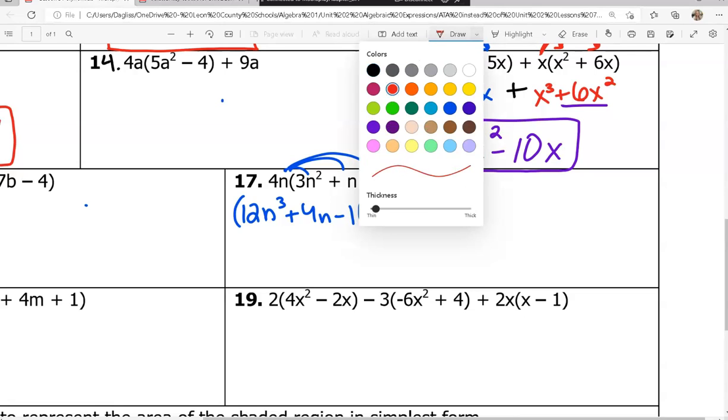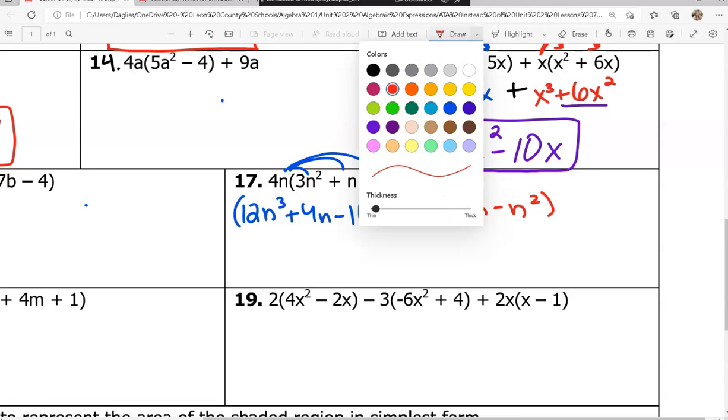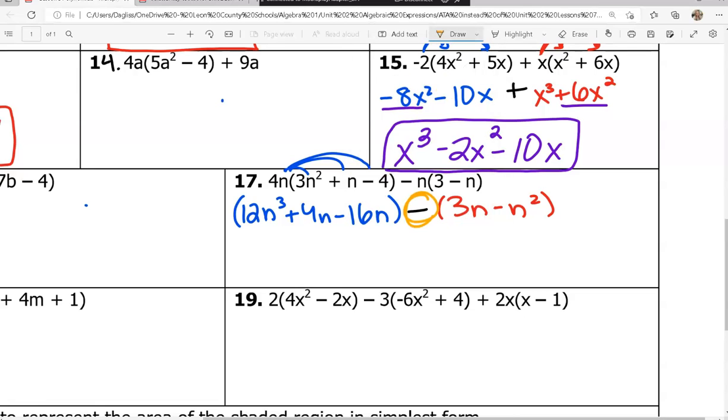I'm going to do Savannah. n times 3. You got this. n times 3. 3n. You got it. Okay. n times -n. Yes, negative n to the second. Beautiful. Now we have a subtraction problem like yesterday. Yes? We can do this.